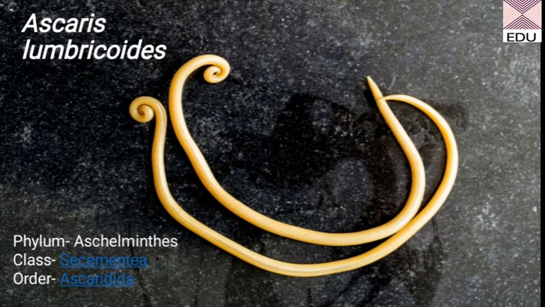Now if we go for the excretory system, again it is very similar to Taenia solium. So they have got lateral canals which are opening anteriorly via a single pore. So we'll be taking the excretory system later, but here we are only concerned with the morphology of Ascaris. So in this particular lecture, we are talking about the external features of Ascaris lumbricoides.